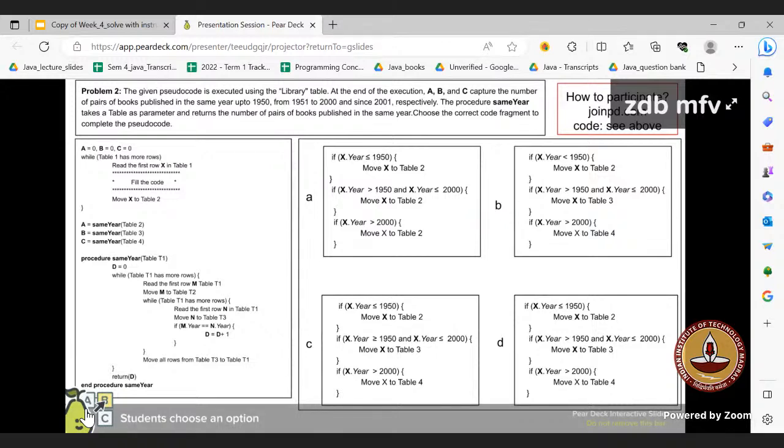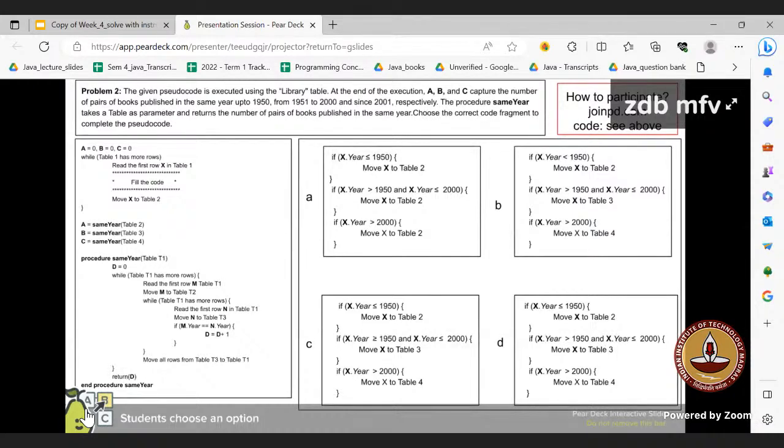So what should A capture, what should B capture, and what should C capture? Can you tell by looking at the question? Yes, ma'am. The books published up to 1950 is A, B is from 2000, and C is from 2001. No, that is not it. A, B, C capture the number of pairs of books published in the same year up to 1950.